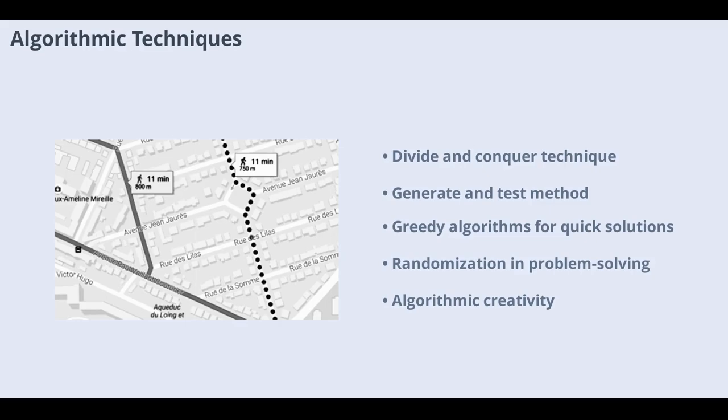Generate and test lists all possible solutions and checks each one, which works for small problems but becomes impractical as complexity grows. Greedy algorithms make the best immediate choice at each step, aiming for a good solution quickly, though not always the best one. Randomization, as seen in Monte Carlo methods, uses chance to explore solutions, like throwing darts at a shape to estimate its area. These techniques show the creativity and diversity in algorithm design.